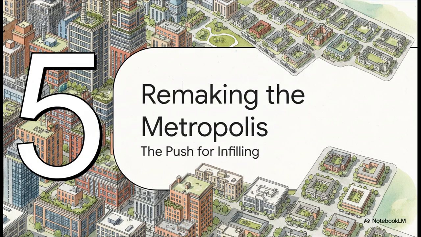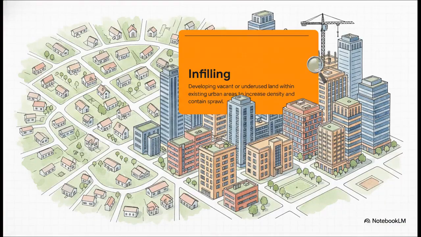So after decades of all these historical forces shaping our cities, how are we adapting today? Well, many cities are now actively trying to solve the problems of sprawl and segregation by completely rethinking how they use the land they already have. This isn't about expanding anymore, it's about building smarter. And the key strategy that everyone's talking about today is called infilling.